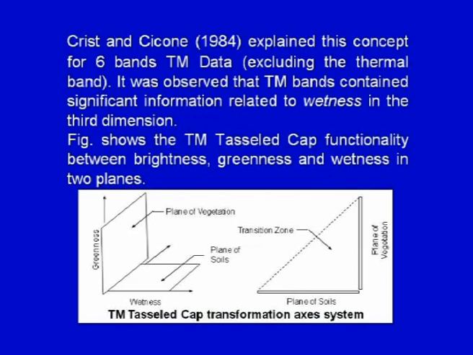If we look at the brightness and wetness axes, the plane they define can be called the plane of soil, while the plane defined by the greenness and brightness axes can be called the plane of vegetation. If we transform and look perpendicular to the plane of soils and the plane of vegetation, we find a transition zone.